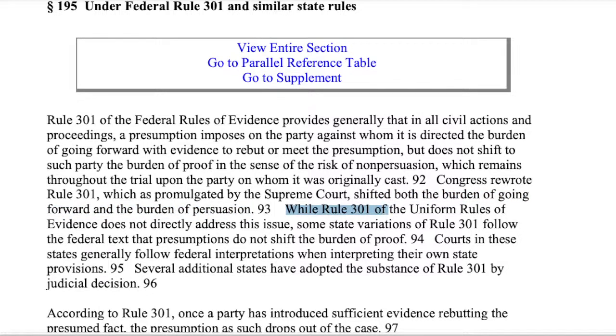While Rule 301 of the Uniform Rules of Evidence does not directly address this issue, some state variations of Rule 301 follow the federal text that presumptions do not shift the burden of proof. Courts in these states generally follow federal interpretations when interpreting their own state provisions. Several additional states have adopted the substance of Rule 301 by judicial decision.